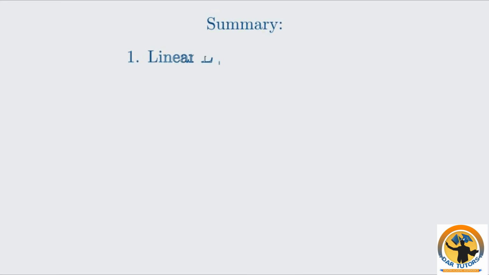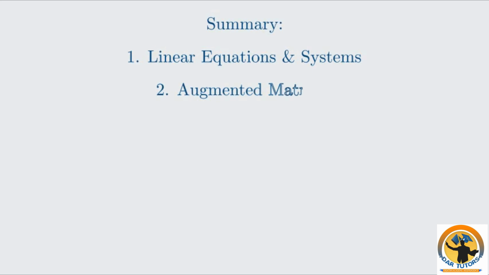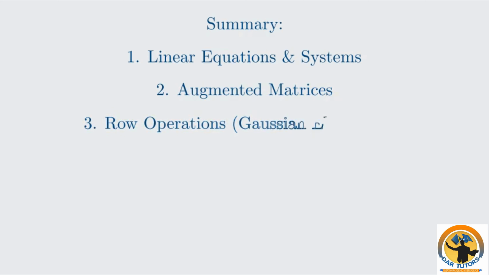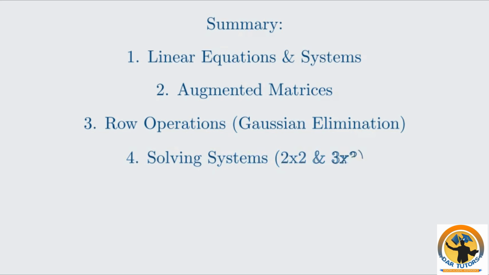We started by defining linear equations and systems of linear equations. We learned how to represent these systems using augmented matrices, which are a compact and organized way to handle the coefficients and constants. We then introduced the 3 elementary row operations: interchanging rows, multiplying a row by a non-zero constant, and adding a multiple of one row to another. These operations are the foundation of Gaussian elimination. Finally, we saw how to use these operations to solve systems of 2 by 2 and 3 by 3 equations.